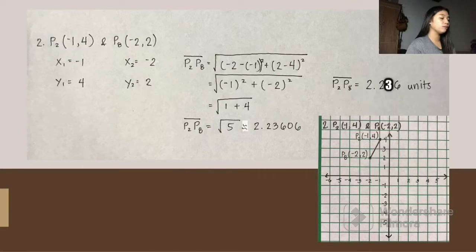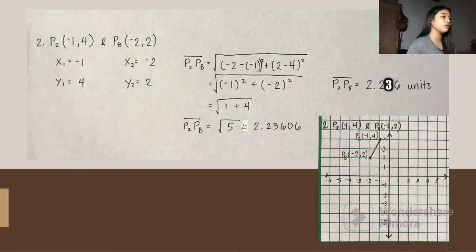Let's continue to number 2. P sub 2, negative 1, 4, and P sub 8, negative 2, 2. X sub 1 is equal to negative 1, y sub 1 is equal to 4, x sub 2 is equal to negative 2, y sub 2 is equal to 2. Distance of P sub 2, P sub 8 is equal to, let's plug in the given to the distance formula, the square root of (negative 2 minus negative 1) quantity squared plus (2 minus 4) quantity squared.